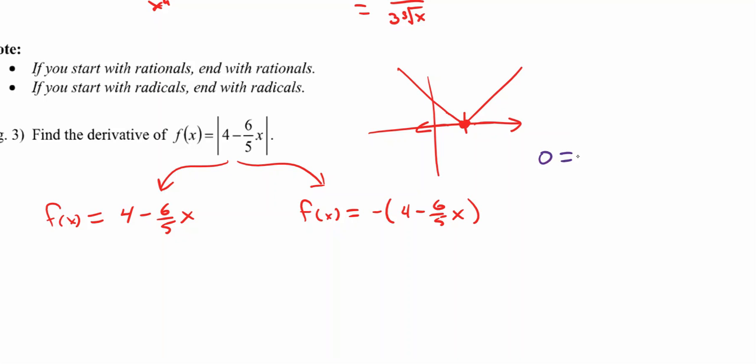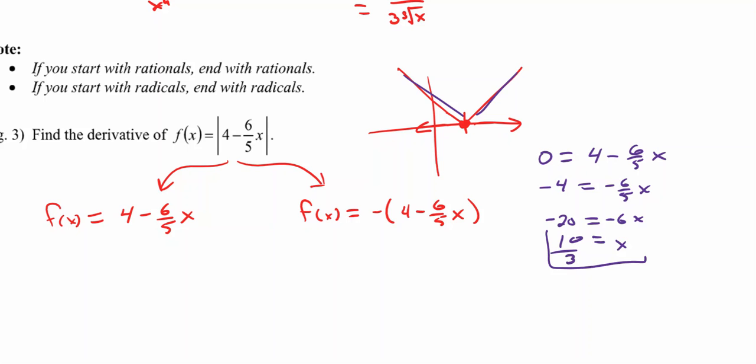So I'll say 0 is equal to, and you could actually do it for either one of these equations, couldn't you? You could do it for the positive version and you could do it for the negative version. So it's not going to matter which one. So I'll just do the positive version. So 4 minus 6 over 5x. Okay, so this would be negative 4 is equal to negative 6 over 5x. So keeping on going with that, you get negative 20, and then 10 over 3 in the end, right? Okay, so that's going to be our sharp point. That's where it changes, right? So let's just keep that in mind.